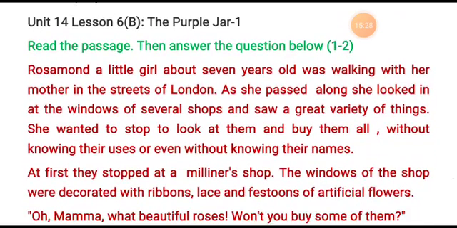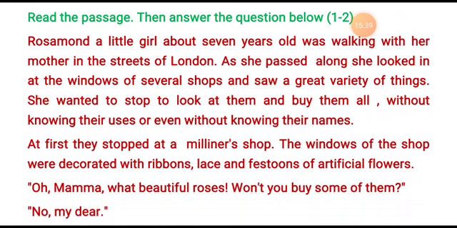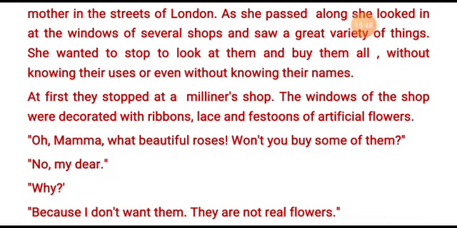Rosamond, a little girl about 7 years old, was walking with her mother in the streets of London. As she passed along, she looked in at the windows of several shops and saw a great variety of things. She wanted to stop to look at them and buy them all, without knowing their uses or even without knowing their names. At first, they stopped at a milliner's shop. The windows of the shop were decorated with ribbons, lace, and festoons of artificial flowers.